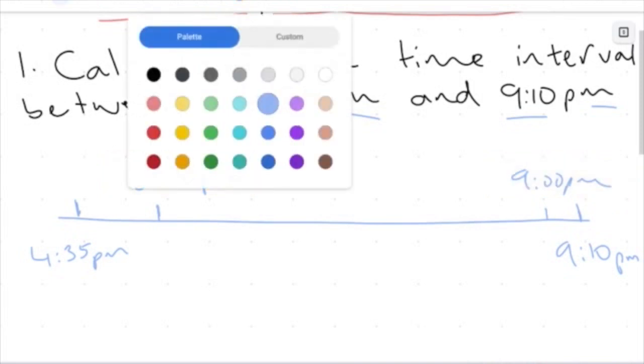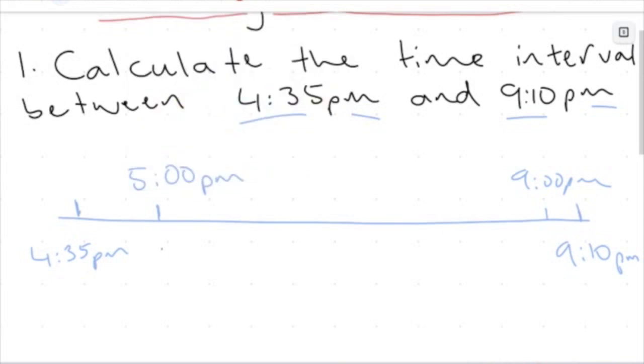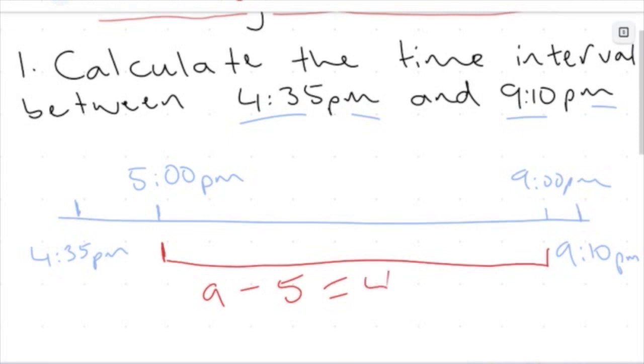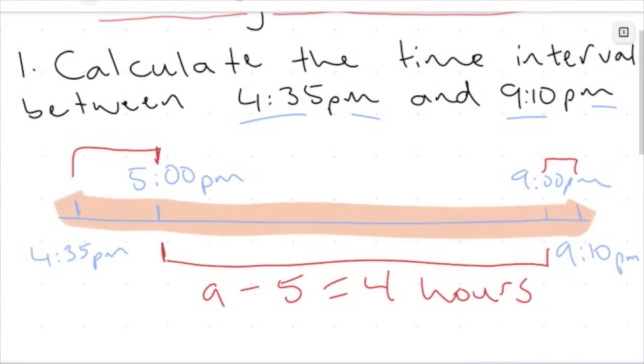So let's think, well, how many hours have passed? How many hours are between 5 and 9? Well, I can find that out. I'm looking at the difference between 9 and 5, and that gives me 4 hours. And now all we have to do is we just need to find this little time interval here and this time interval here. And that's going to give us the total interval from 4:35 until 9:10.